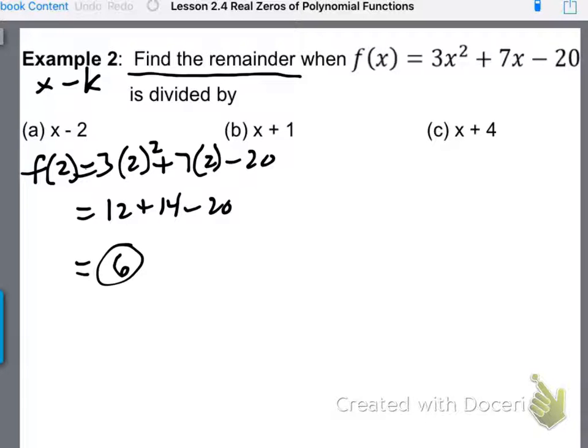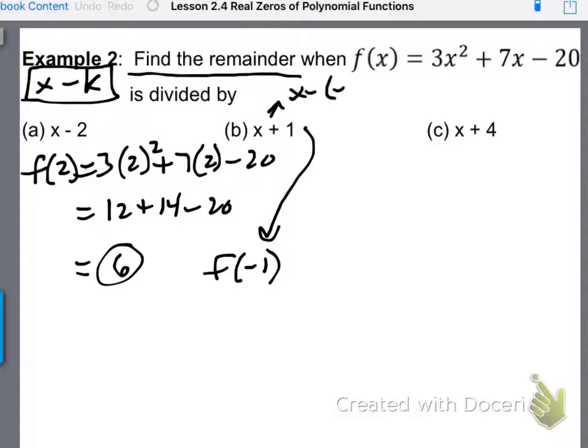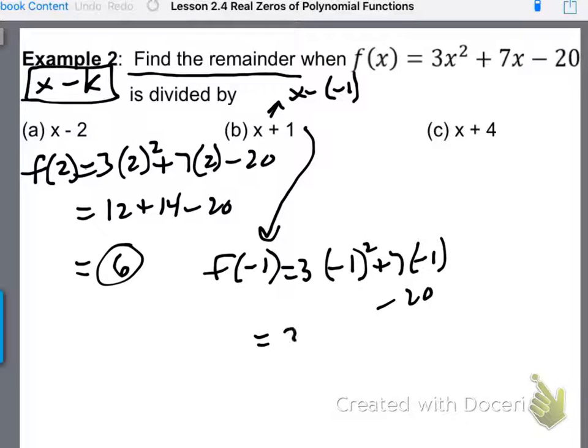Now here, because we don't have a lot of room, we're going to do f of -1, because it's x plus 1, but the theorem says x minus k. So this would be the same as saying x minus -1. So f of -1, you plug -1 in everywhere you see an x. So -1 squared is 1, times 3 is 3, plus 7 times -1 is -7, minus 20. So our remainder would be -24.